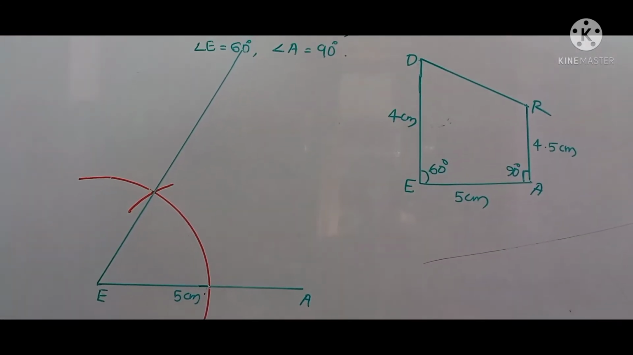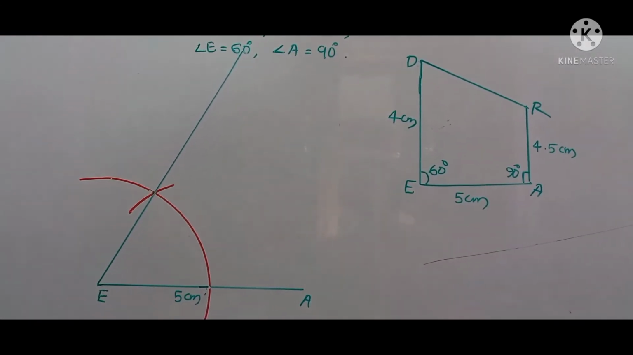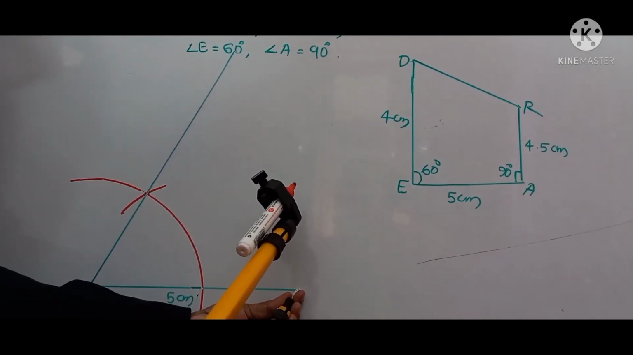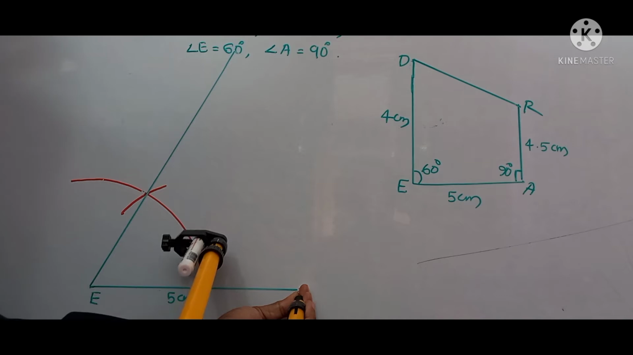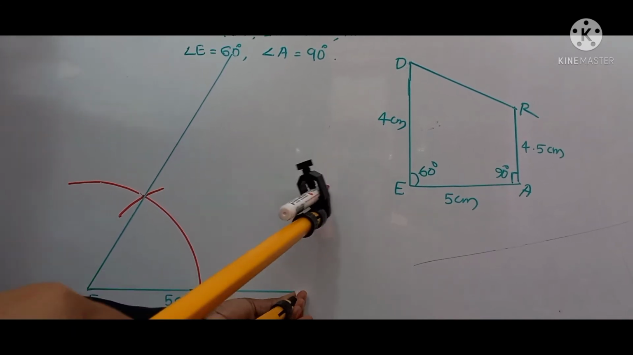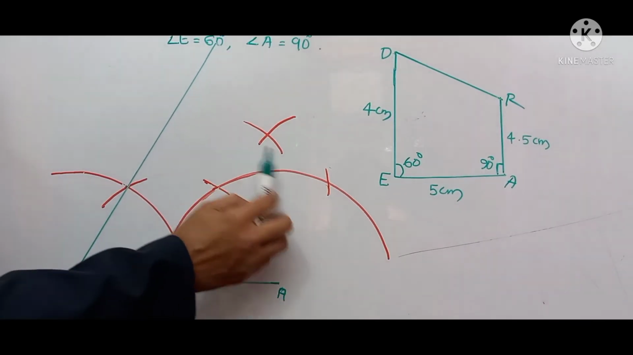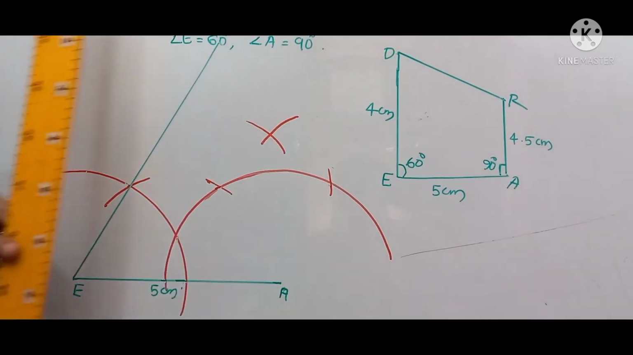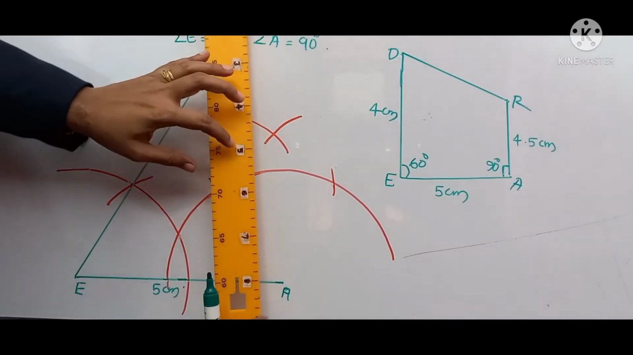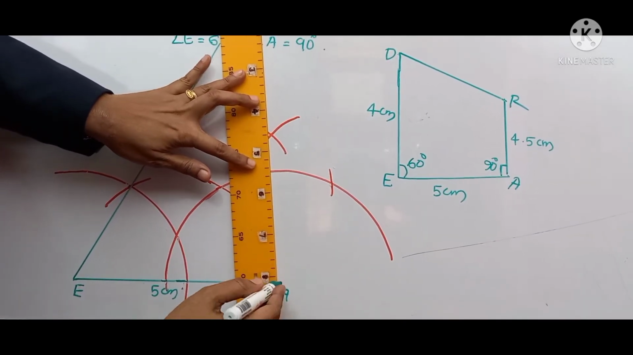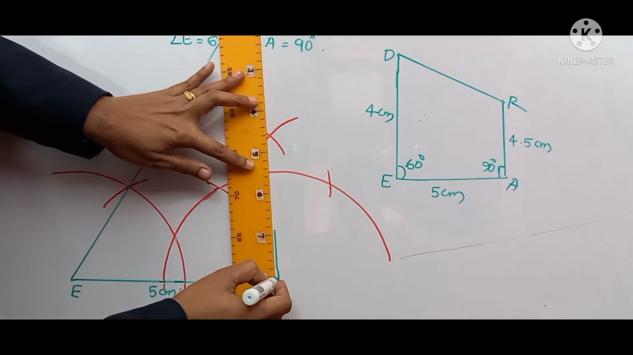Then we have to construct 90 degree on A. A is equal to 90 degree. By using a compass we can draw 90 degree angle. Here I have drawn 60, 120 and bisector of 60 and 120 is 90, and we are joining this 90 degree with A, drawing that 90 degree on A.